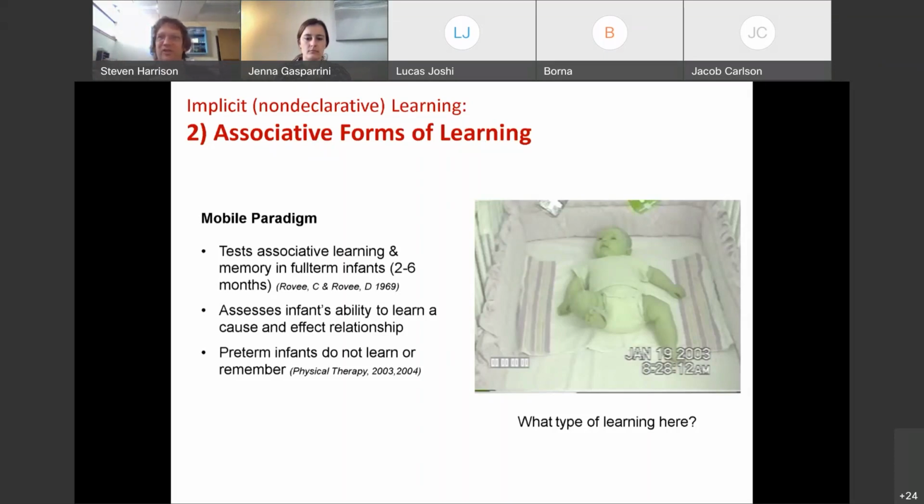Okay, I've got the question written on the screen here. What type of learning is this? So in terms of the types of learning we've been through, what type of learning is this?